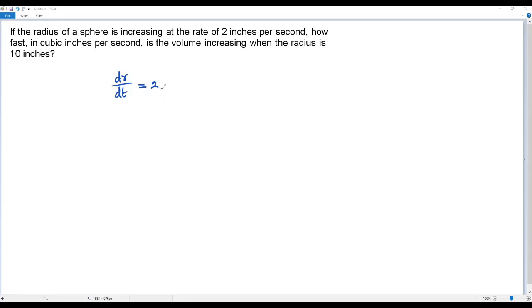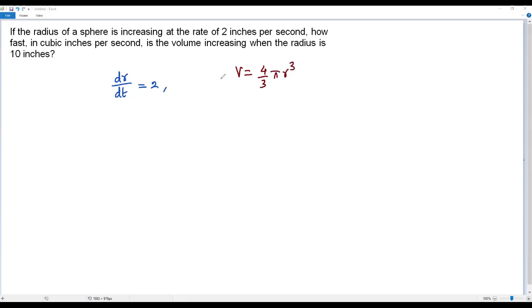Okay, now we have to find how fast in cubic inches per second the volume is increasing. That is, we have to find how the volume is changing. For that, again, we have to find the derivative of the volume with respect to time, because they are asking how the volume is increasing per second. First let me write the formula for the volume of a sphere, that is V equals 4 over 3 times pi times r cubed.